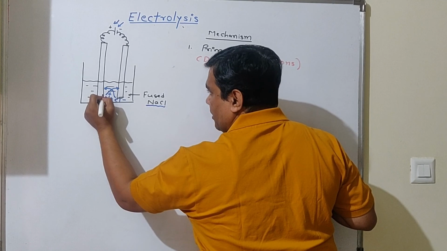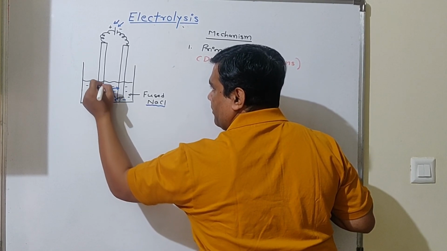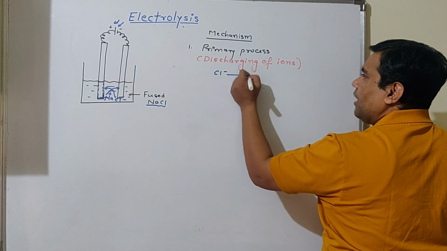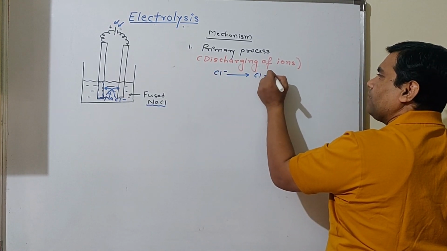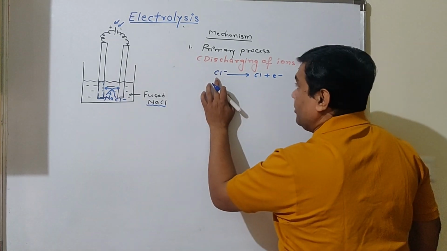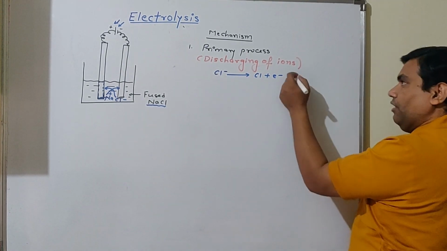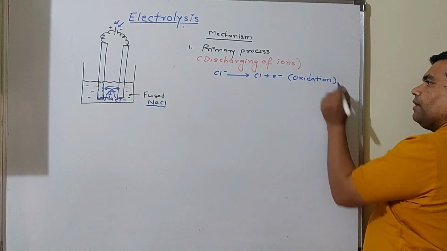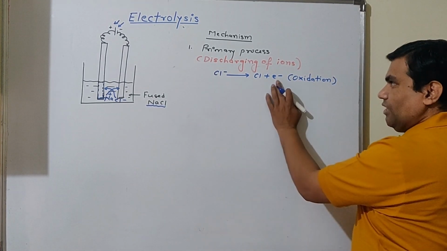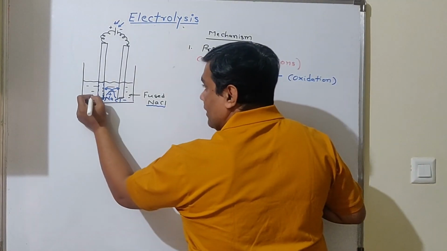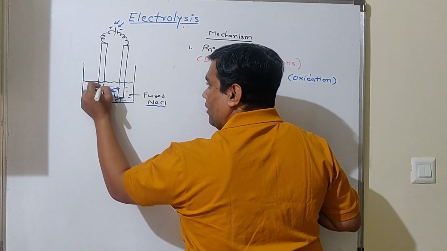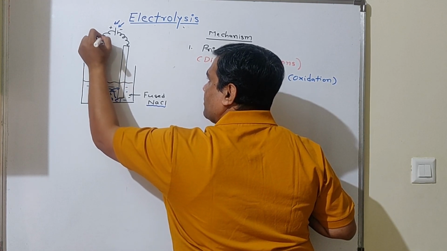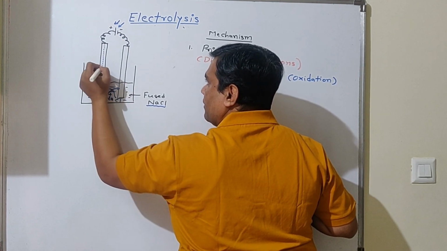Now at the surface of the electrode, the Cl- discharges to form Cl and gives away an electron. Now look here, this is a discharging. Now because there is a loss of electron, this has to be an oxidation reaction. This is oxidation. So this is a loss of electron. The Cl formed and the electron will move towards the positive pole of the battery because the opposite charges will attract.